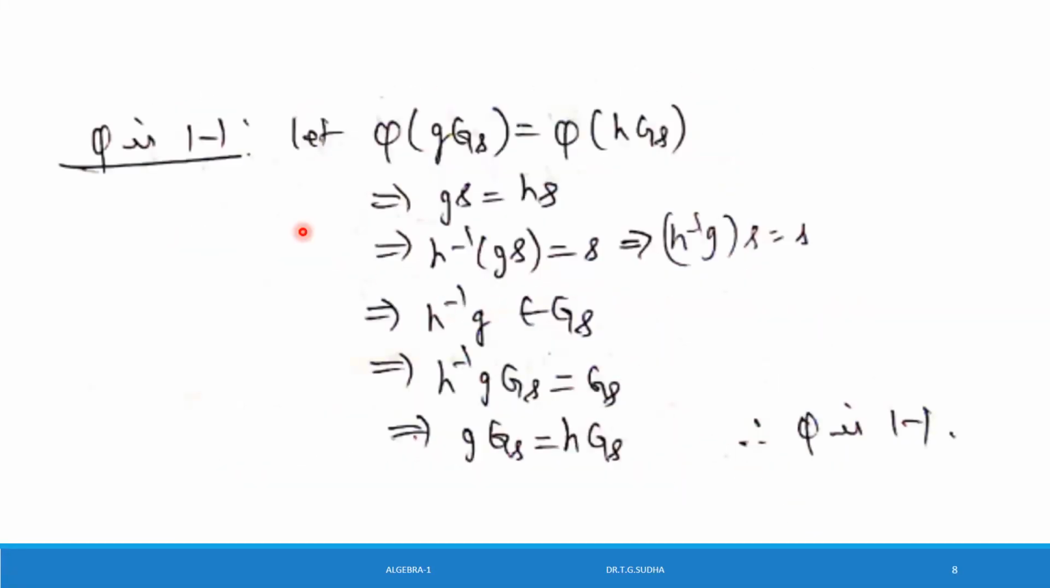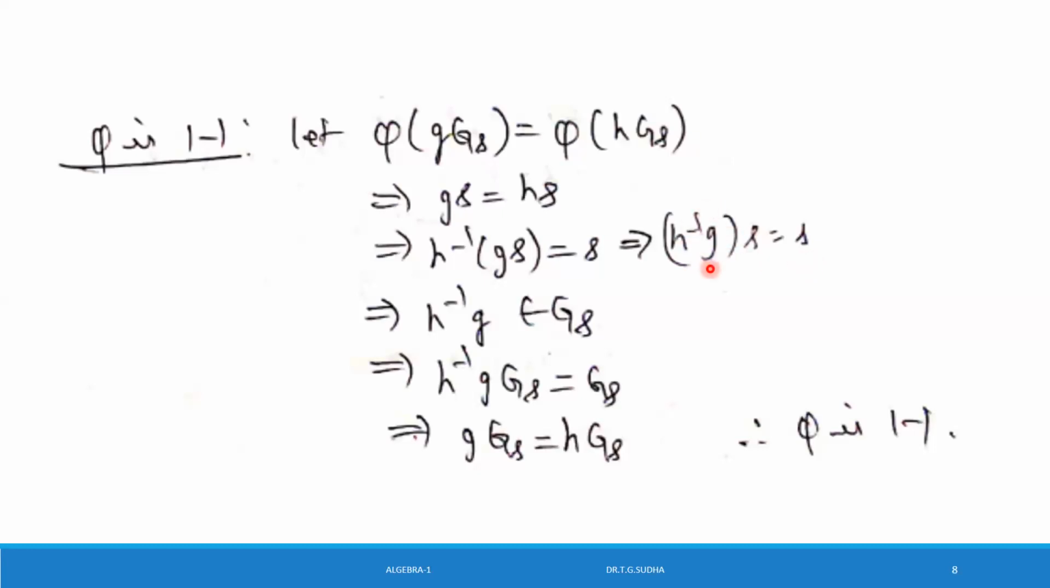Now let us show that phi is one-one. For this, let us consider that the two images are equal. That is phi of g Gs is equal to phi of h Gs. And this gives us, by definition of phi, gs is equal to hs. Now let us operate with h inverse on either side. So h inverse gs will be equal to s, because h inverse h becomes e and e s becomes s. And this in turn implies that (h inverse g)s is equal to s.